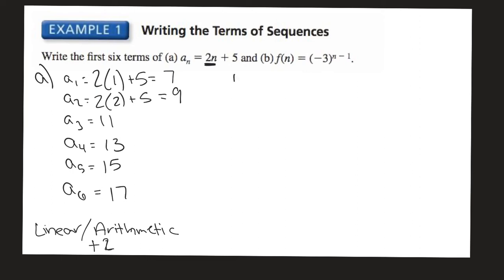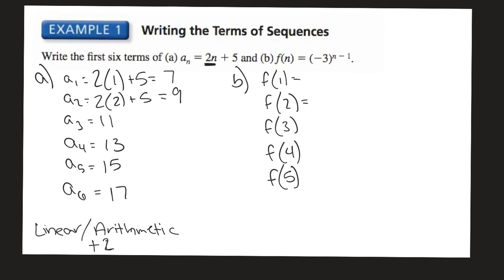Now, B is different because it is not arithmetic. If you look at it, that is in the form of an exponential. So this one is going to take a tad more work. We are going to need to write out, what are we looking at? We're looking at f of n. So we're saying f of 1, f of 2, f of 3, f of 4, f of 5, and f of 6. So that's going to tell us what we're plugging in for each one.